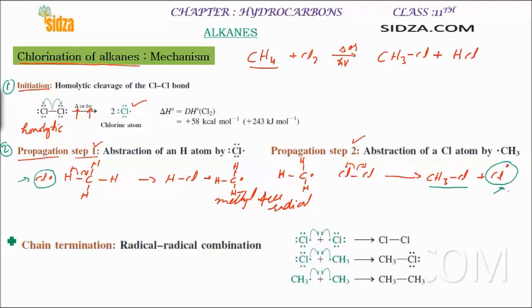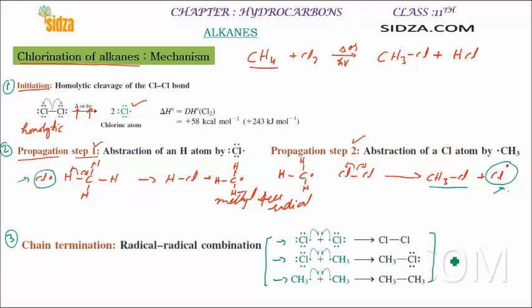So the third step is the termination step, and this can happen in different ways. Two chlorine free radicals can combine and form Cl2. Chlorine and methyl may form CH3Cl. Two methyls may form ethane. So in a termination, you may get more than one product. This is one of the drawbacks of the free radical substitution reaction.